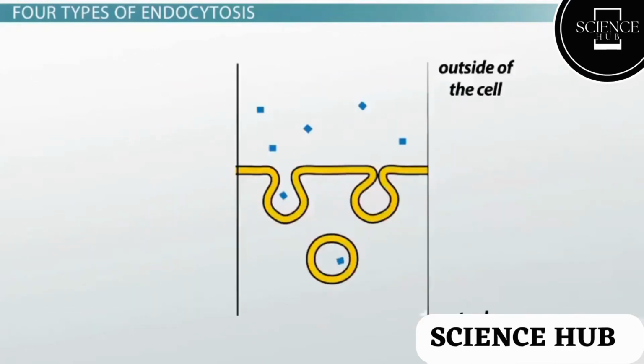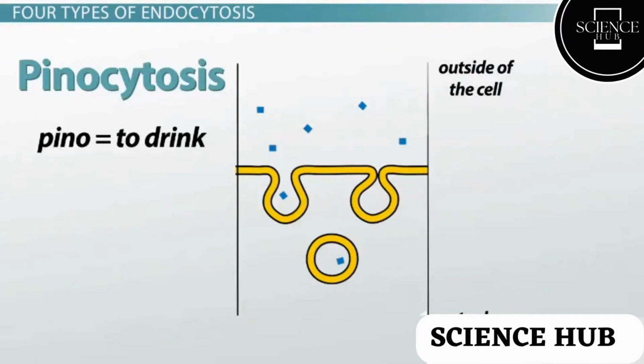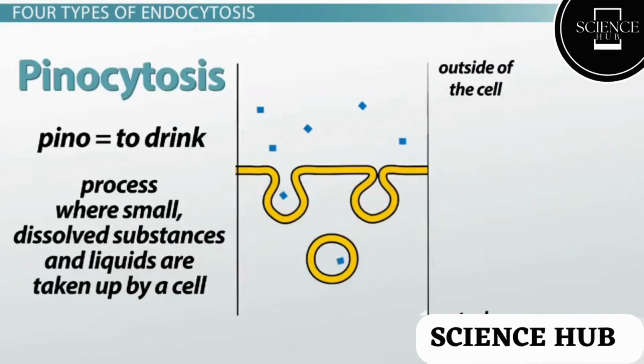The second type of clathrin-based endocytosis is pinocytosis, which comes from the Greek word for drink. It is the process where small dissolved substances and liquids are taken up by a cell. Pinocytosis is similar to phagocytosis. Both of these processes allow cells to non-specifically take up substances from the surroundings by engulfing them with its membrane.